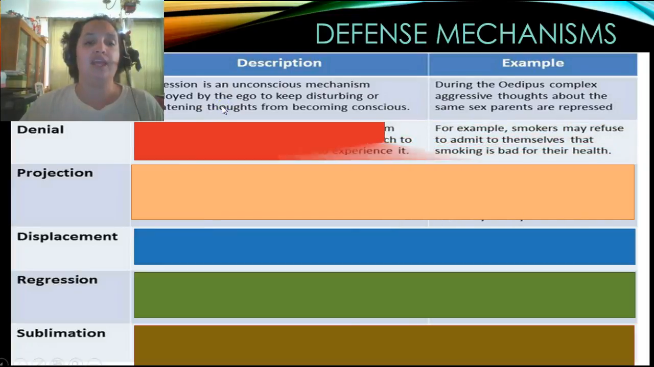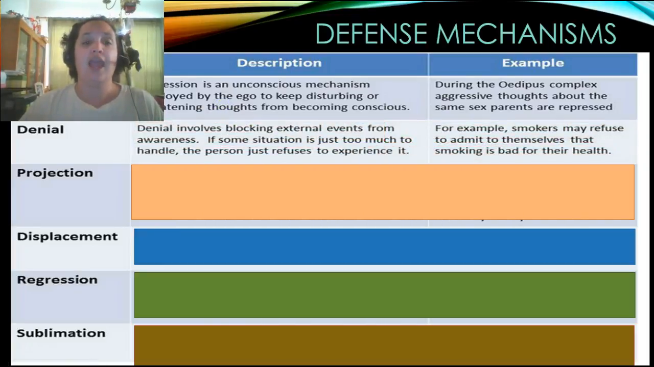The next one that he talks about is denial. And denial is where we just refuse to recognize certain external events. If a situation is too much to handle, we just refuse to experience it. We just pretend it's not there. So, for example, a smoker might say, oh no, smoking's not bad for your health. They're lying about that, even though we know it's true, but they just don't want to be aware of that situation.